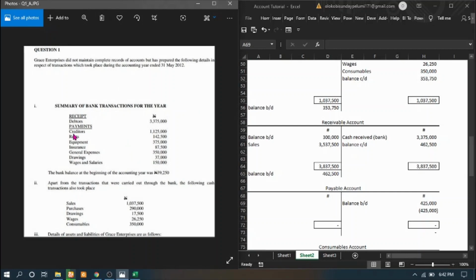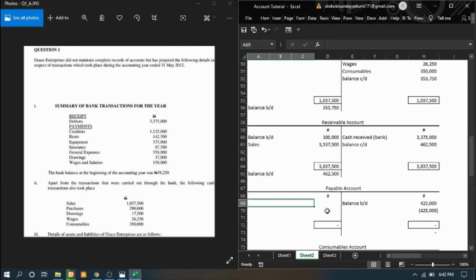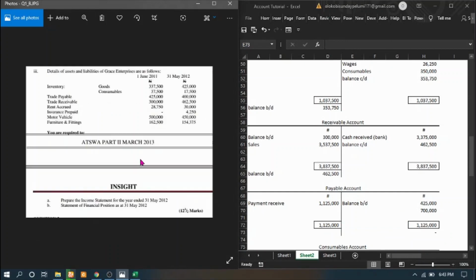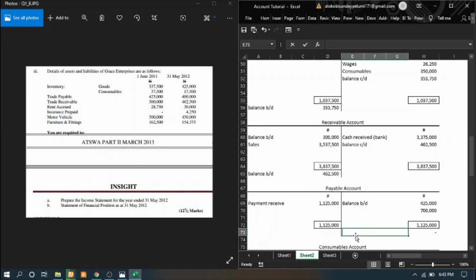Alright, so the payments we make to the creditors, payments to them through bank. I think it was paid through bank. So the payment through bank was 1,125,000. Alright, so we have that, and this is the closing balance in the period. We have this as the closing balance, and then by next period it's going to have a balance brought down here.